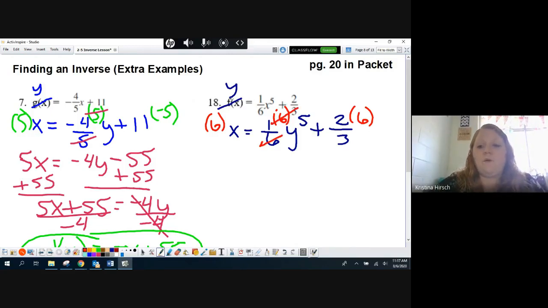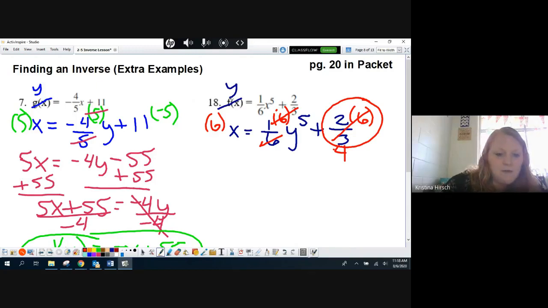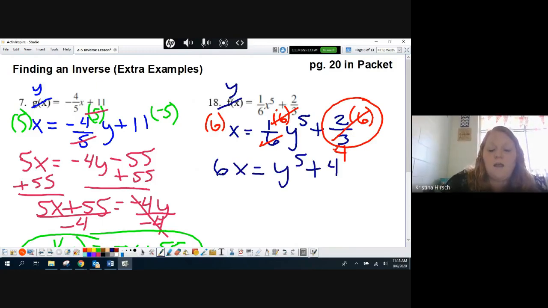Now over here on the right, you've got to think, if we look at this, that's really 12 divided by 3. So that's really 4. I'm going to rewrite this and pretty it up because that's a hot mess. So I'm going to have 6x equals y to the 5th plus 4. Now I can subtract 4 from both sides. So 6x minus 4 equals y to the 5th.